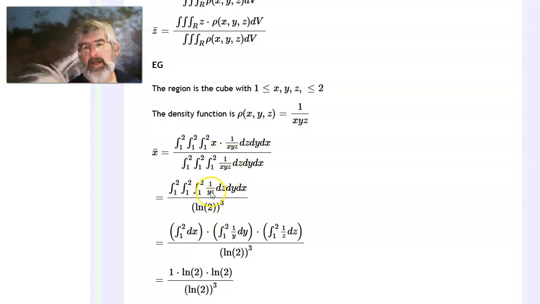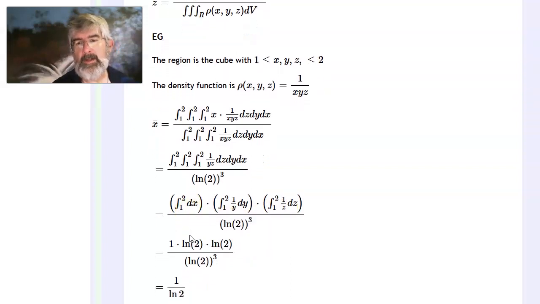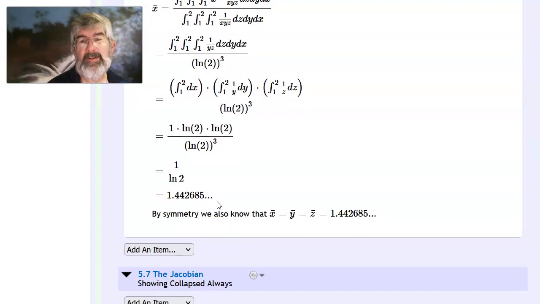So once those x's cancel out, you get the integral of 1 over yz, and yes, it's a rectangular region. I can write this as a product of a function just of x, just of y, and just of z, and I can do those integrals separately and then multiply the results together. This first one has an integral value of 1. This one is log 2, and this one is log 2. We end up with 1 over log 2 as being the x value of the center of mass, which is about 1.44, a little bit less than 1.5, which is what we expected to happen.